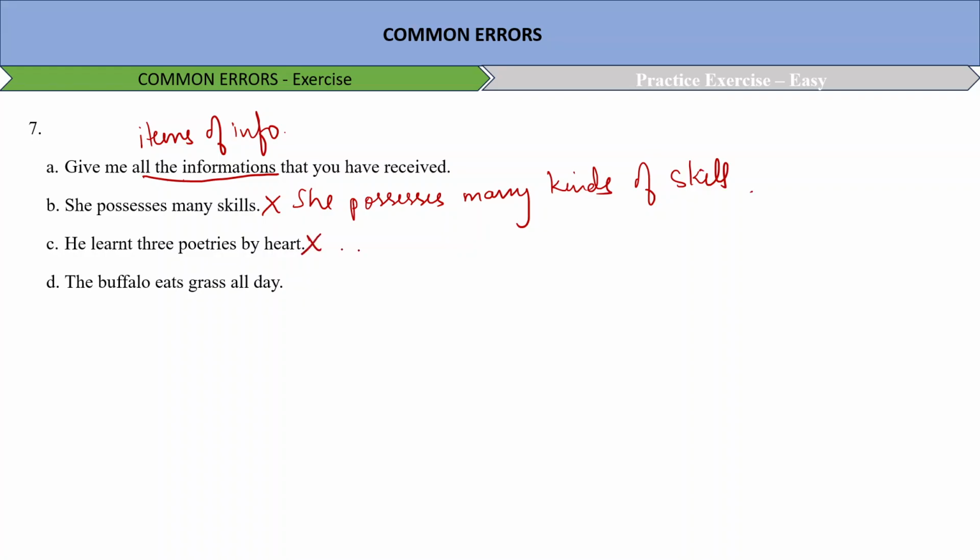It is never poetries, first of all. Also, she learned 3 pieces of poetry by heart. The buffalo eats grass all day. It will be correct.